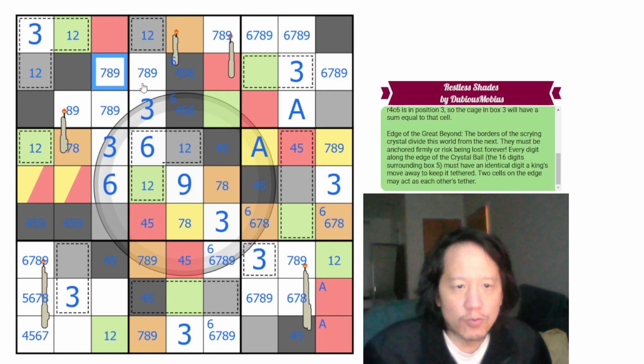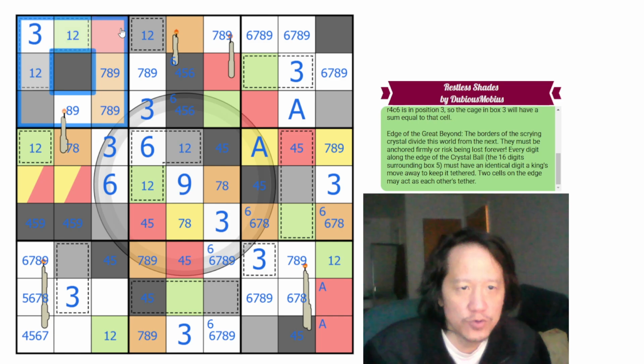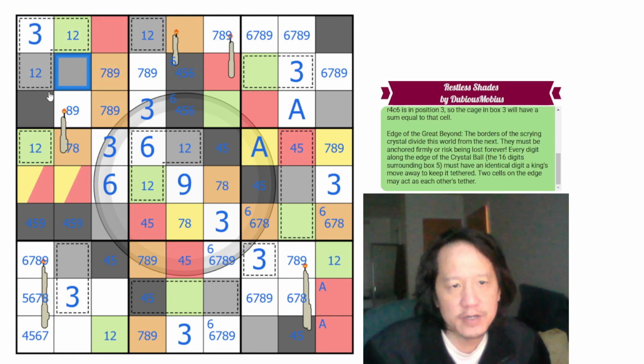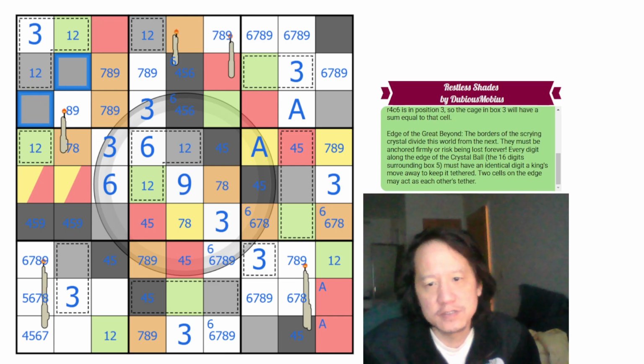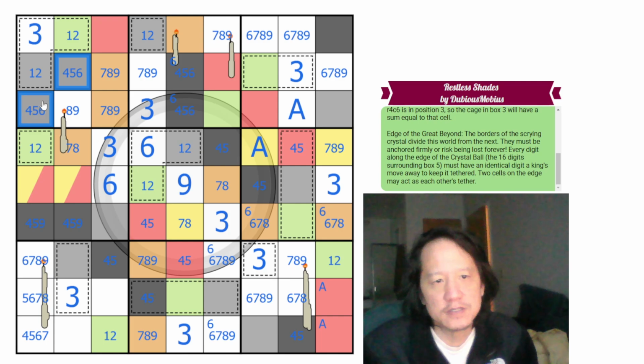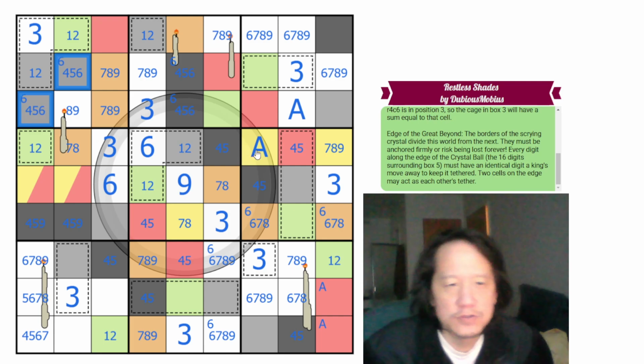So therefore, one of these is the orange one because only 7, 8, and 9 can be in these three cells in box 1. The 6 must be in one of these two cells then, because we have 7, 8, 9 removed from all the rest of the cells in the box. This has to be the dark gray cell, which is a 4 or 5, and the other one must be a 6. So this is 4, 5, or 6, and the 6 has to be one of these two cells.